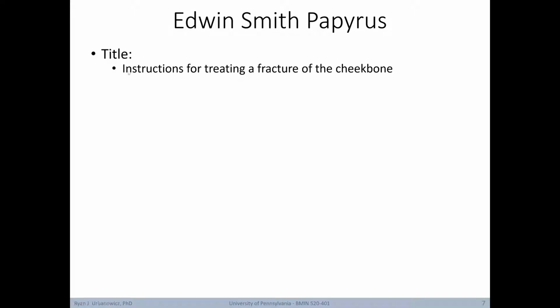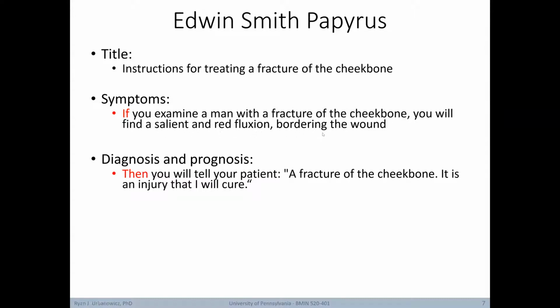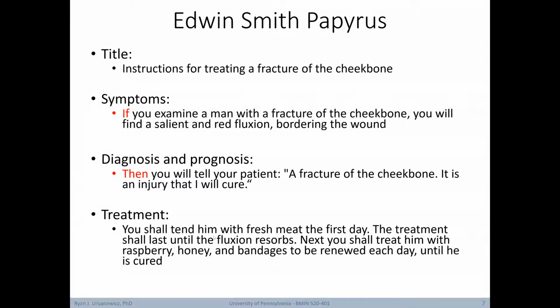The title might include something like instructions for treating a fracture of the cheekbone. The symptoms might be something like, if you examine a man with a fracture of the cheekbone, you will find a salient and red fluxion bordering the wound. The diagnosis and prognosis might say, then you'll tell your patient it is a fracture of the cheekbone and it is an injury that I will cure. And lastly, the treatment might look like this. You shall tend to him with fresh meat the first day. The treatment shall last until the fluxion resorbs. Next, you shall treat him with raspberry, honey, and bandages to be renewed each day until he is cured.